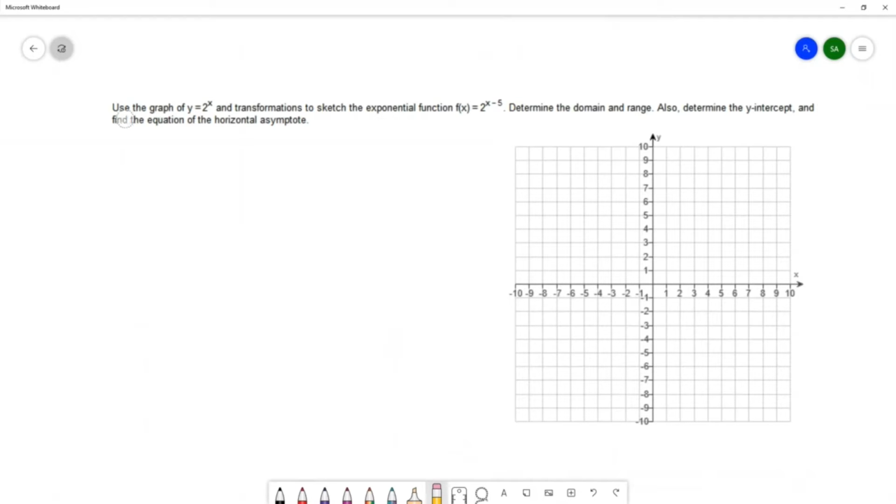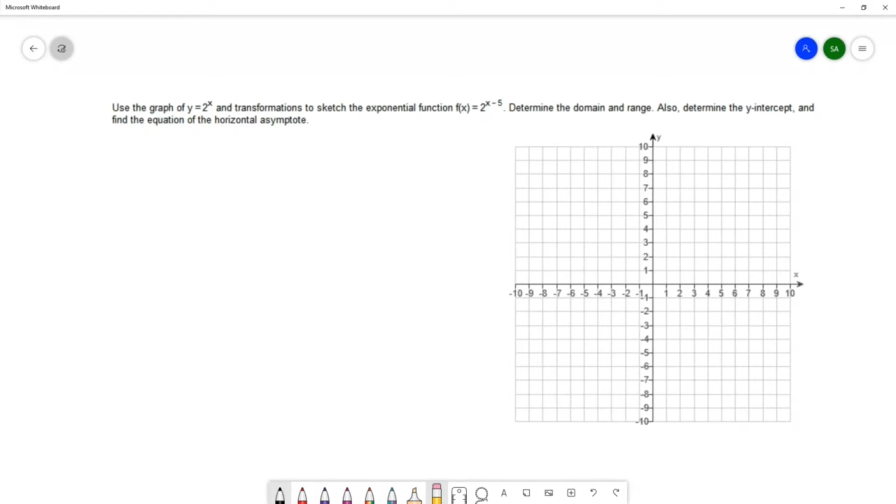For this question, we want to use the graph of y equals 2 to the x and transformations to sketch the exponential function 2 to the x minus 5. We want to determine the domain and range, and also determine the y-intercept and find the equation of the horizontal asymptote. So we're going to start by sketching the graph of 2 to the x.